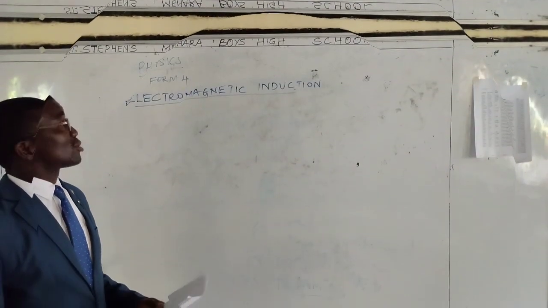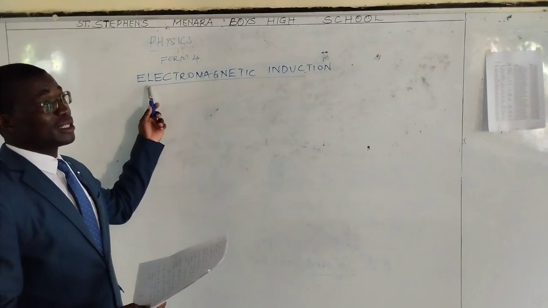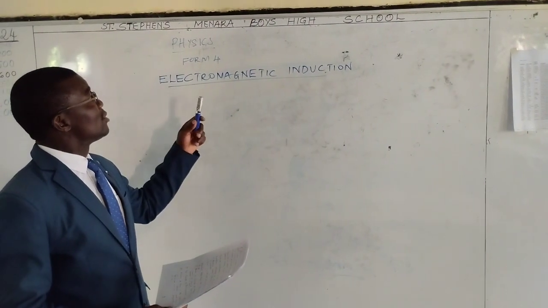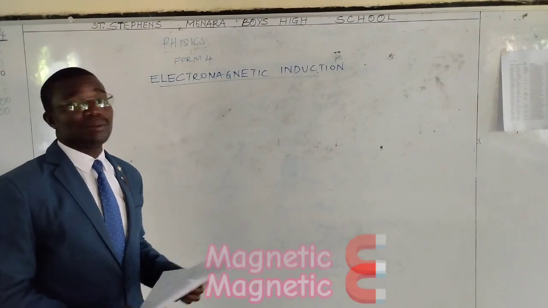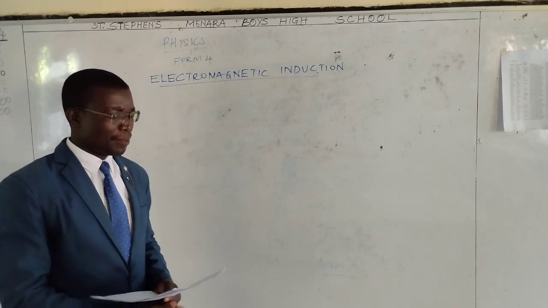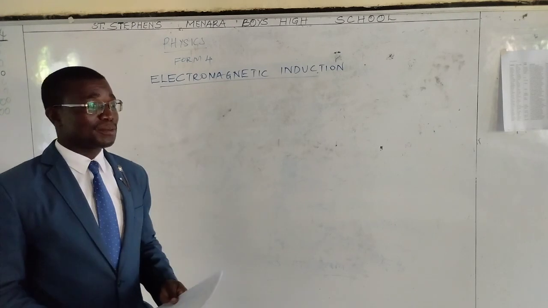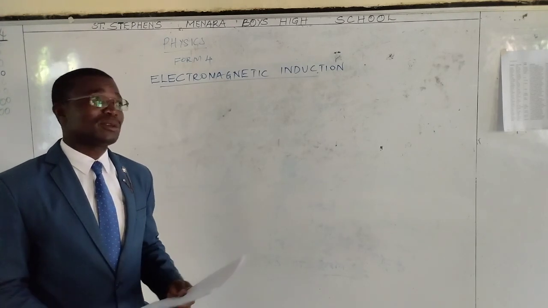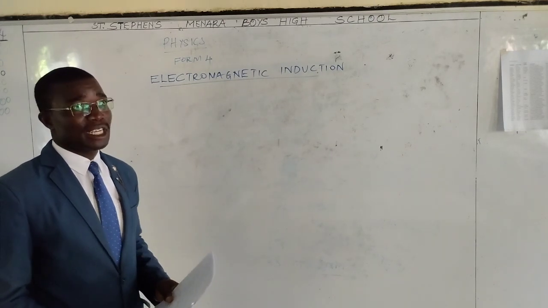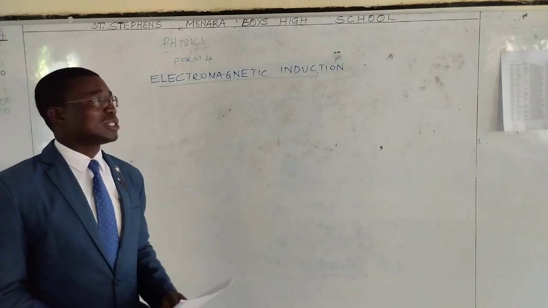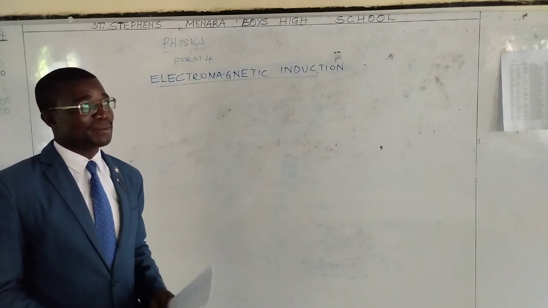Electromagnetic comes from two words: electro, which has to do with the electric field or movement of electric charges, and magnetic, from magnetic field. How do we define electromagnetic induction? It is a phenomenon where a changing magnetic field or flux, under suitable conditions, induces electric current in a conductor.